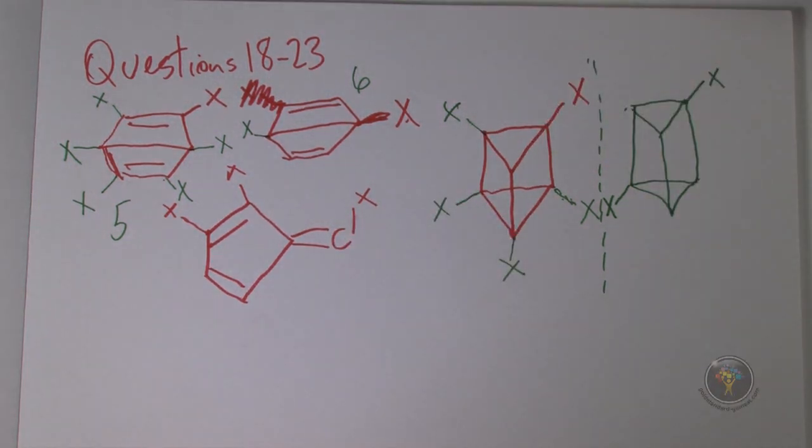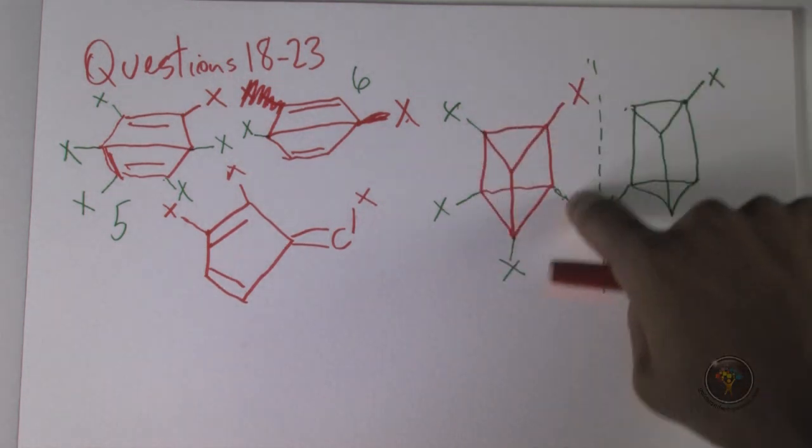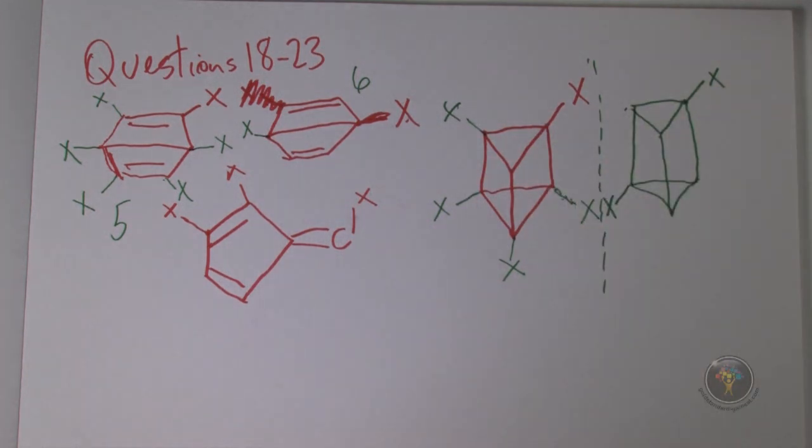But anyway, that's not what the question was about. But I just wanted to show you that there are many different isomers for structure 3. So B is wrong. And so we look at structure 4.